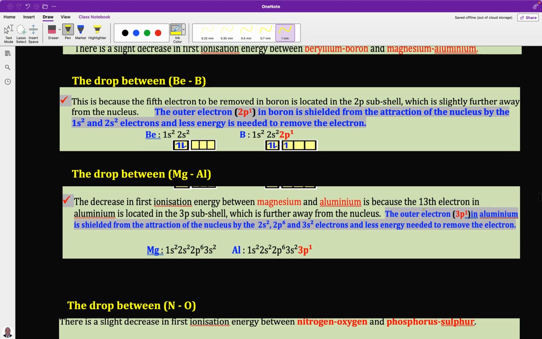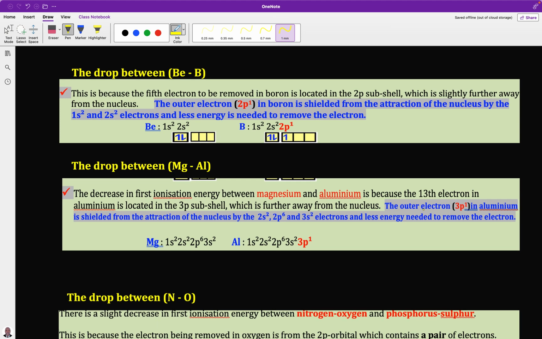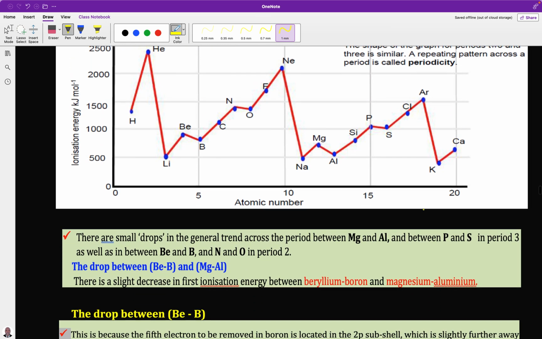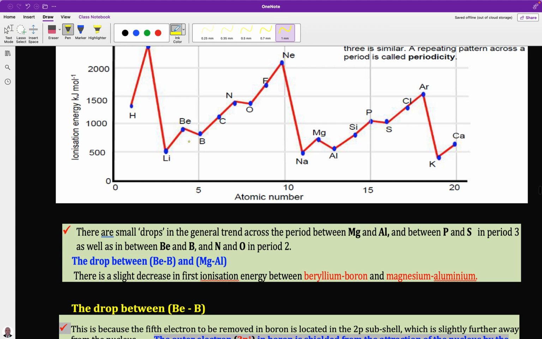Let me explain the drop between beryllium and boron. I told you, in an exam, when you are given a question like: why is it that the first ionization energy of boron is less than that of beryllium, as seen here? Why is it that the first ionization energy of boron is less than that of beryllium?